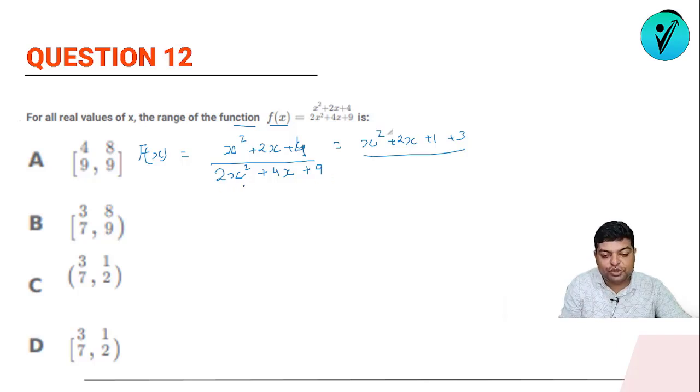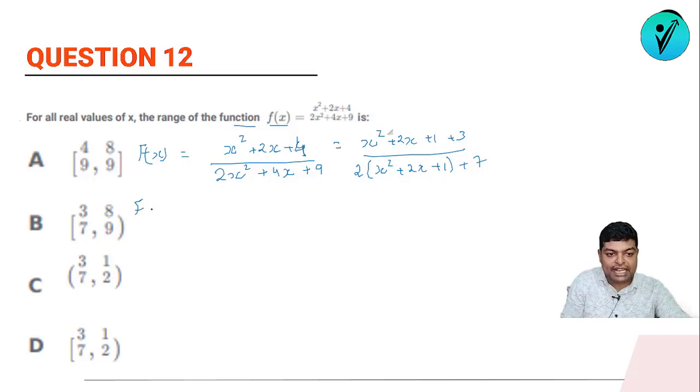And in the denominator, I have 2, so let's take 2 common. Then it will be x square plus 2x, and for the plus 9, I am taking only 2 out of it, and plus 7 I am writing outside. When this is multiplied by 2 it will become 2, and 2 plus 7 is 9. This is x plus 1 whole square.